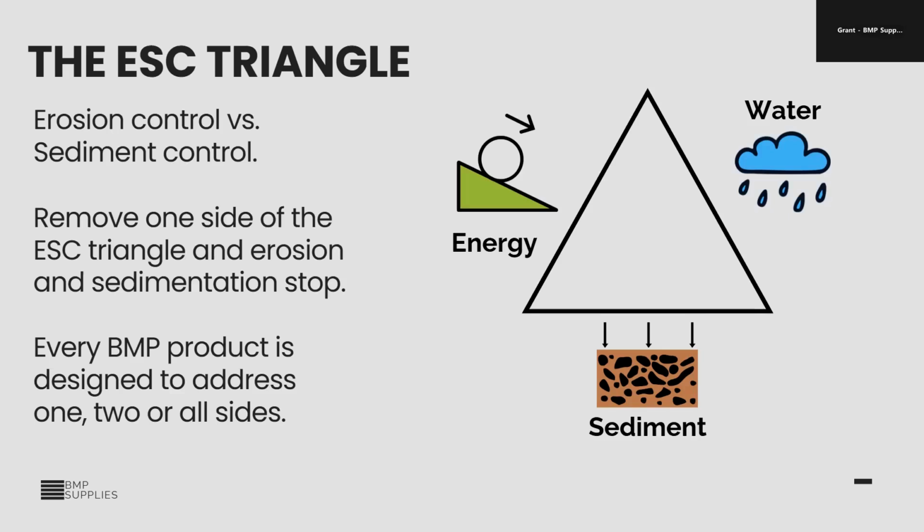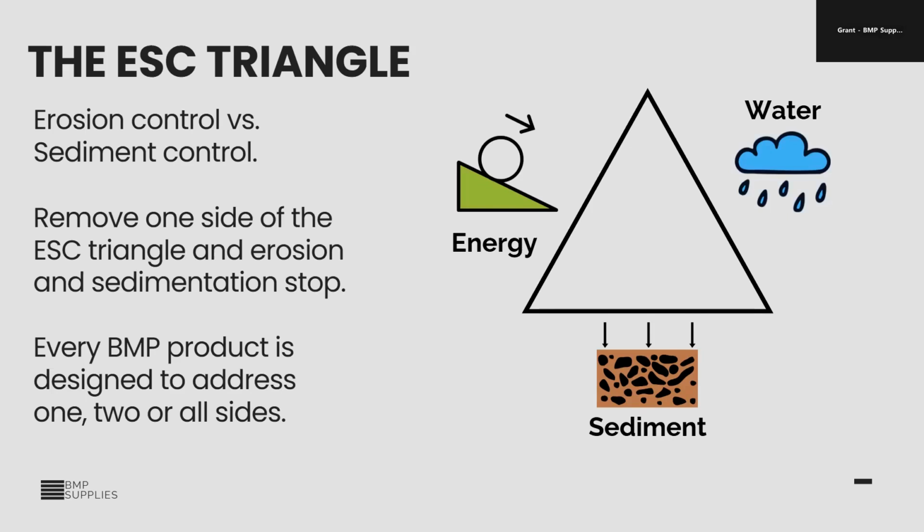So how do you get erosion or sediment control, or why do you need it? It's based on one of these three factors, and I like to call this the ESC triangle. In order to stop either erosion and sediment control, or the need for it, you just have to remove one of these three sides of the triangle. So I'll quickly explain it. Energy, so obviously that's the slope.